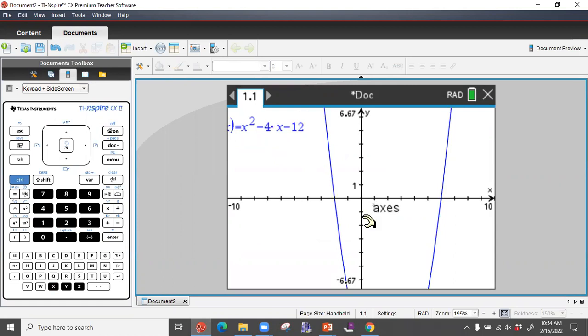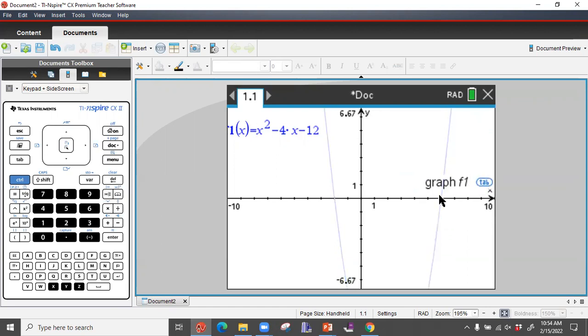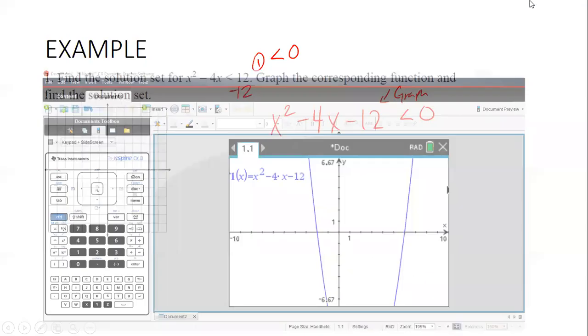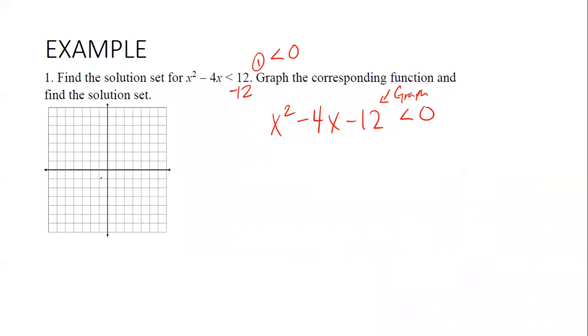And I'm looking for, where does it cross the x-axis at? Where do I cross the x-axis at? It looks like I'm at -2 and +6. Yeah, still with me? Okay. So we know that we cross at -2 and +6, and it is an upward facing parabola. So there's my thing. I'm going to do my little sketchy sketch here.